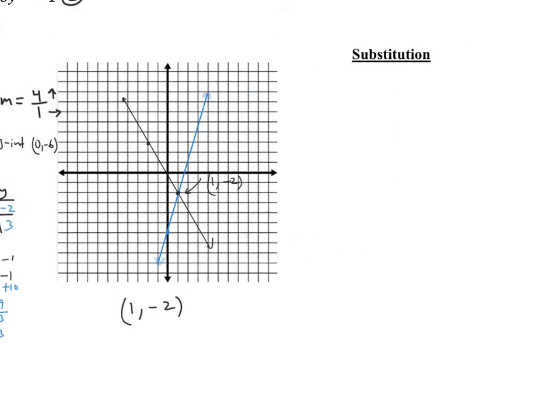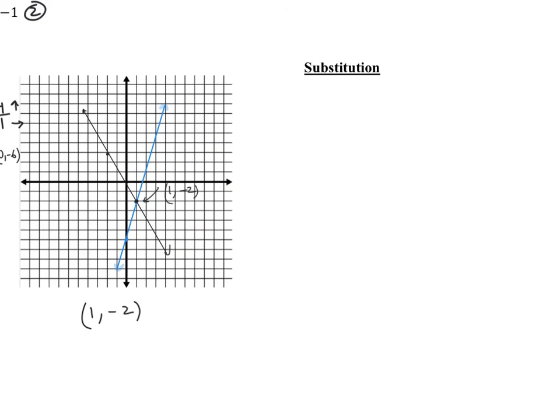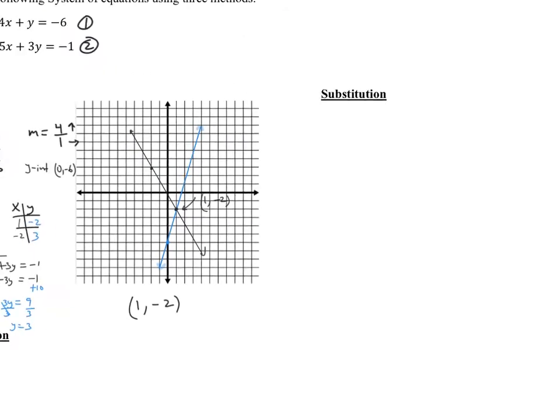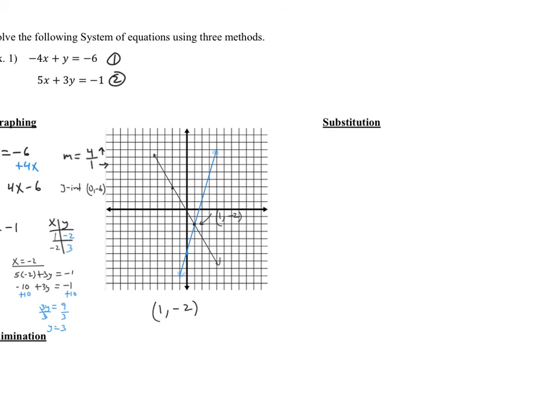Okay, and the substitution method is going to require us to solve this exact same system of equations, except we're not going to be using a graph. We're going to do this algebraically using the substitution method. So I'm going to go ahead and write the system of equations here so you guys can see it. Plus y equals negative 6, that's equation 1, and equation 2 is 5x plus 3y equals negative 1, and there we go.